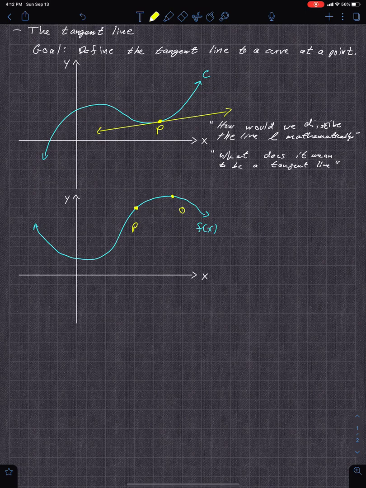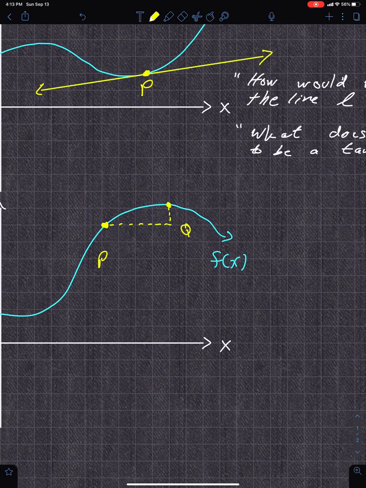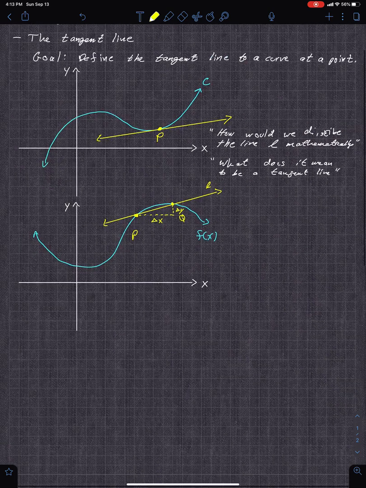So that's Q. And then we can look at the change in y over change in x. This would be your delta x, and this is your delta y. Now, if we go through those two points, P to Q, then you end up with this secant line, L. So L can be described like this, like the slope and stuff. So let's talk about L.